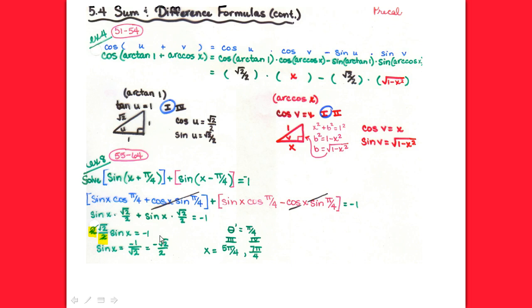Remember when we were solving these before, we tried to get sine x on one side by itself and everything else on the other side. So I'm going to divide by this square root of 2.